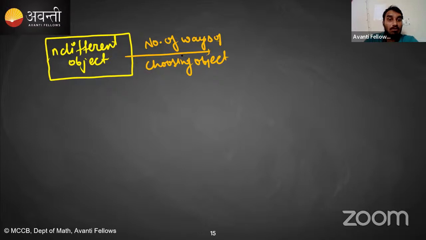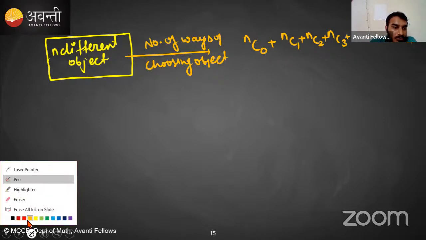I can either choose no object, nC0, or I can choose only one out of n objects, so nC1, or I can choose two objects, nC2, or three objects, nC3, like that, or I can choose all the objects, so nCn. So these are the number of ways of choosing objects from the n different objects in this box. Is that clear?